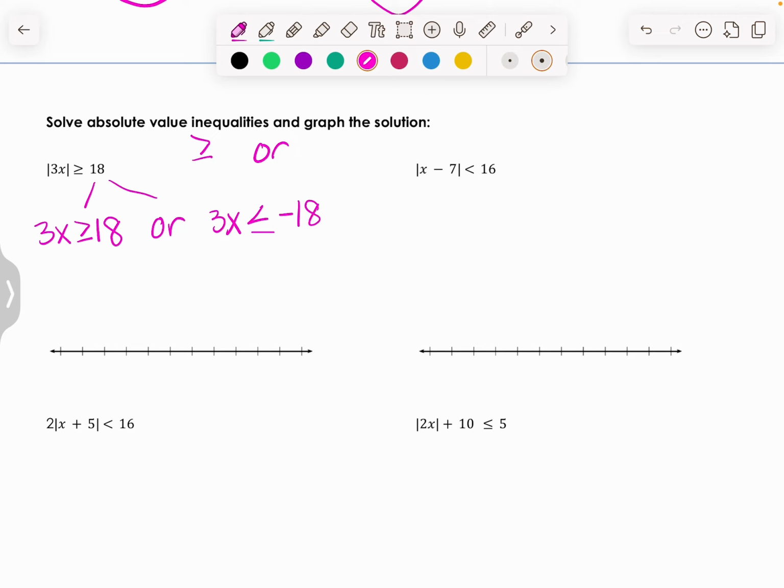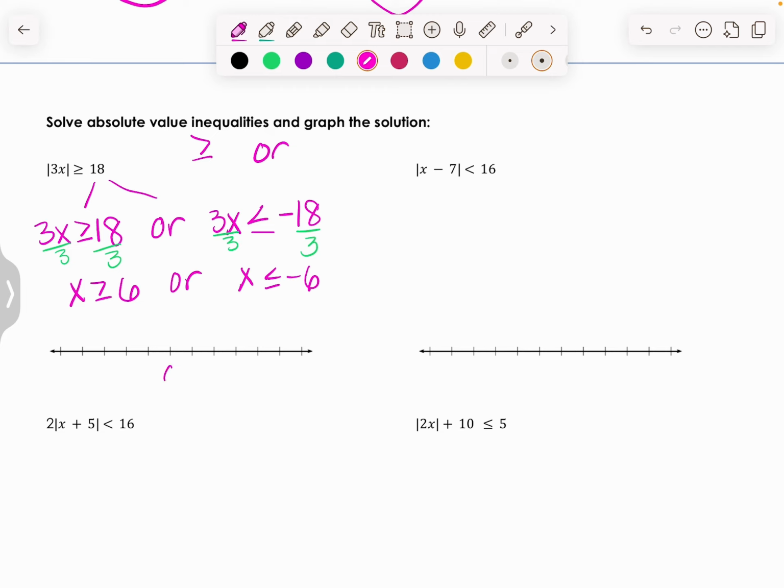Now we're going to solve each one. So the 18 and the negative 18 are kind of our boundaries. And now we're solving for x because we're going to figure out the x that satisfies this equation. So if it's 3x, we're going to have to divide by 3, and we're going to get x is greater than or equal to 6, or we're going to divide by 3 over here as well, and we're going to get x is less than or equal to negative 6. So we're going to put that on our number line.